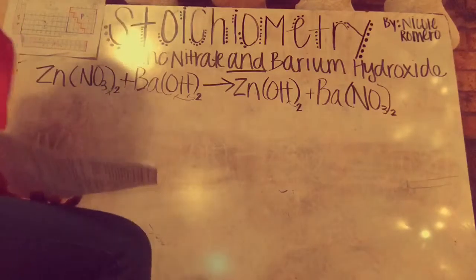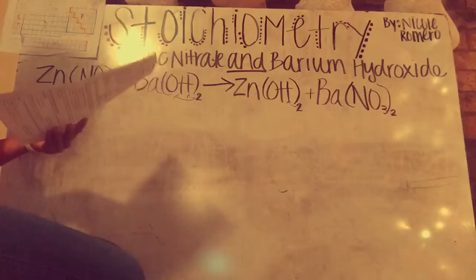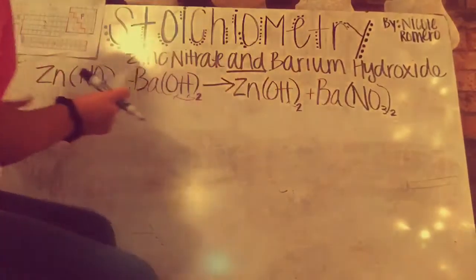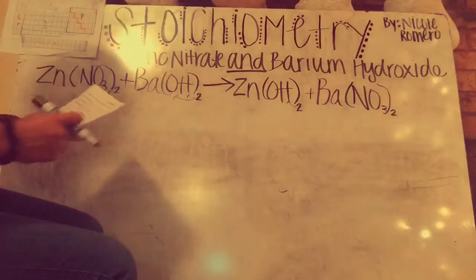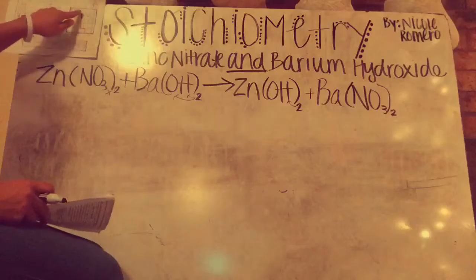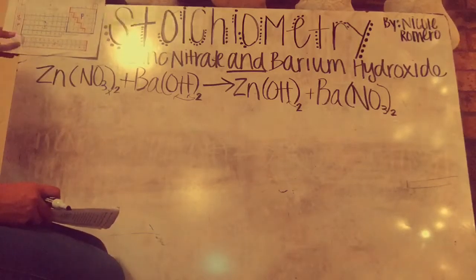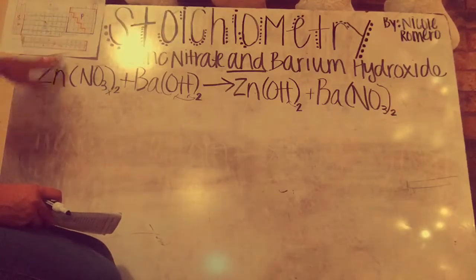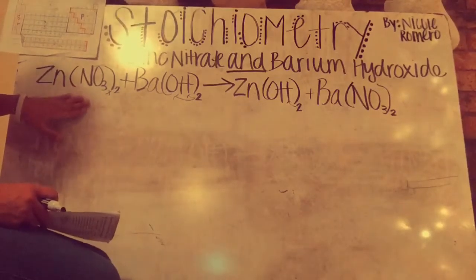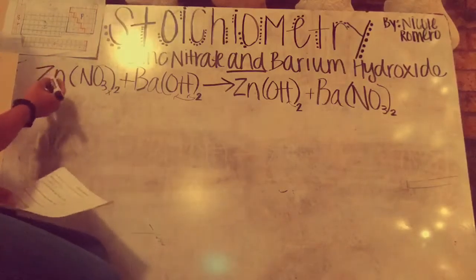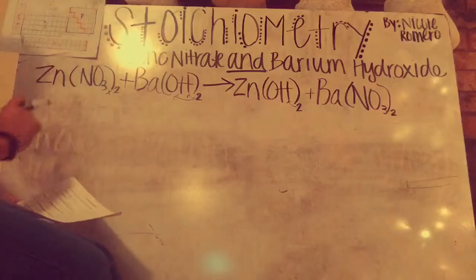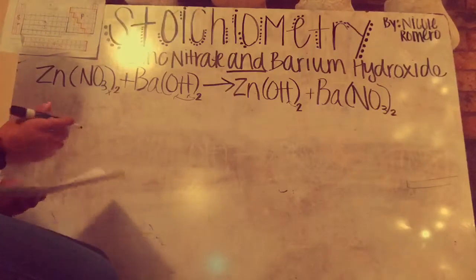Okay, so the second part of our equation is going to be finding the molar masses of each compound. So I've already done the calculations, but the way that you can find the molar mass is going to each element and looking at the periodic table and what their atomic mass is. And once you have added all of them, that is going to be your total. So zinc in here on the periodic table is 65.38.